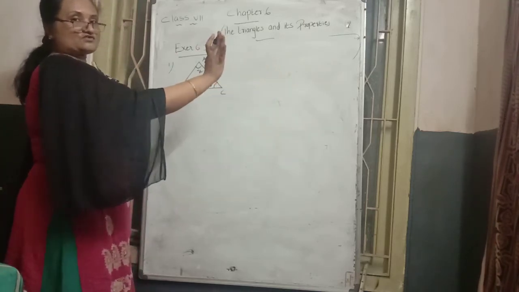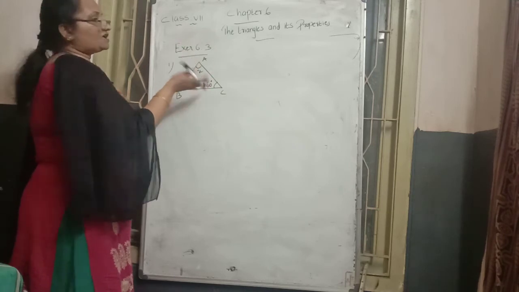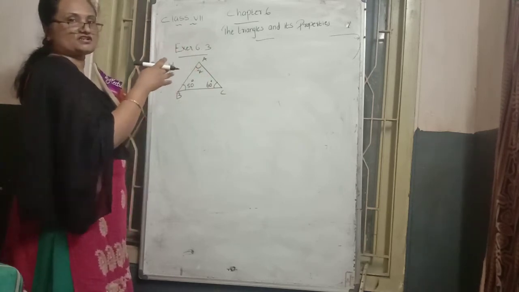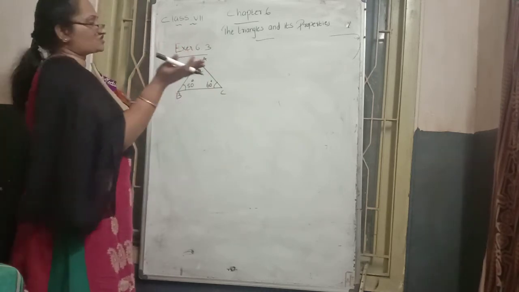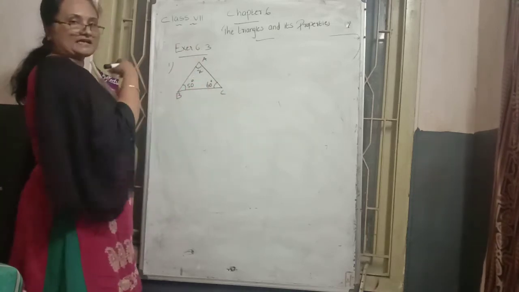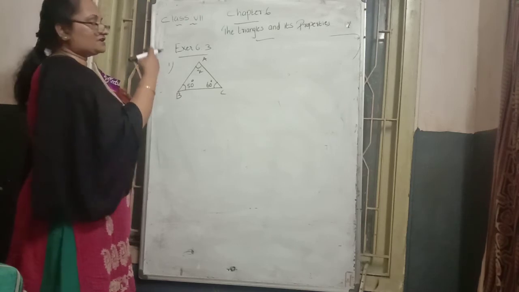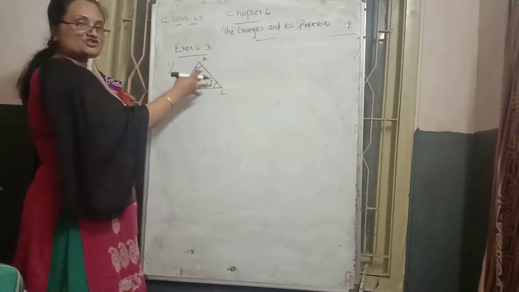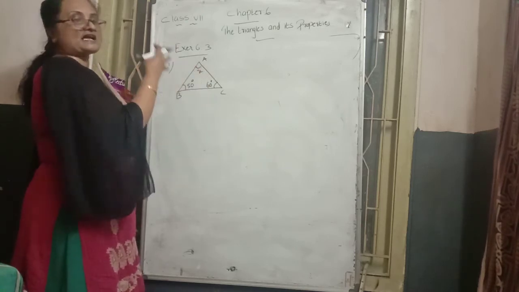If a side is extended to the outside, we can apply the exterior angle property. But here the BC side is not extended, or the AB side is not extended, or the AC side is not extended to the outside. Only a triangle diagram is given. Then that's why we identify which property we want to apply: the angle sum property.